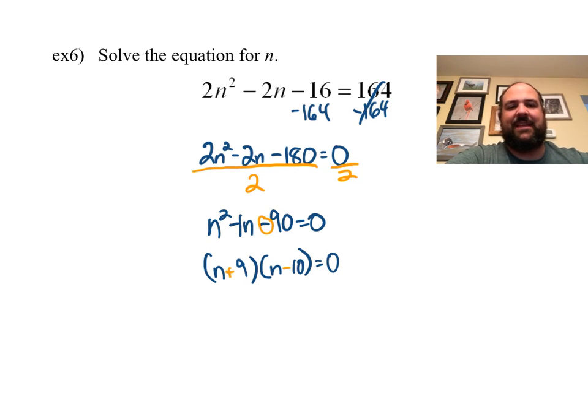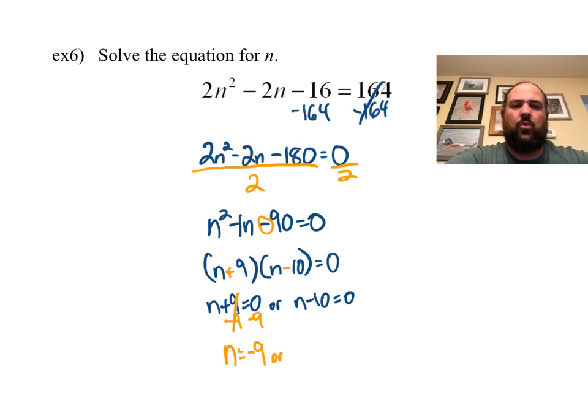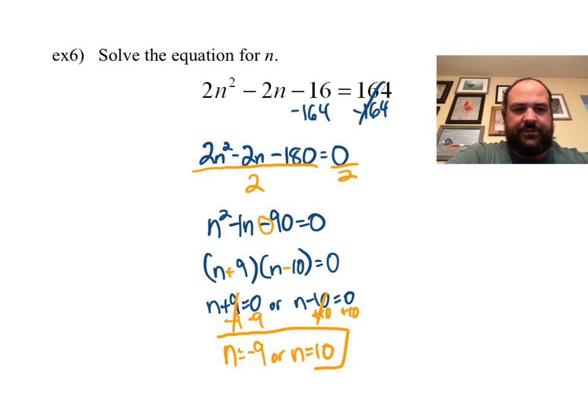And then I have to set these equal to 0. So we'd say n plus 9 equals 0. I'm going to subtract the 9. So I get n equals negative 9. Or n minus 10 equals 0. I'm going to add the 10. So n could equal 10. There's my two solutions. If I were to plug those in all the way back in the original equation, I should find that both negative 9 and 10 work.